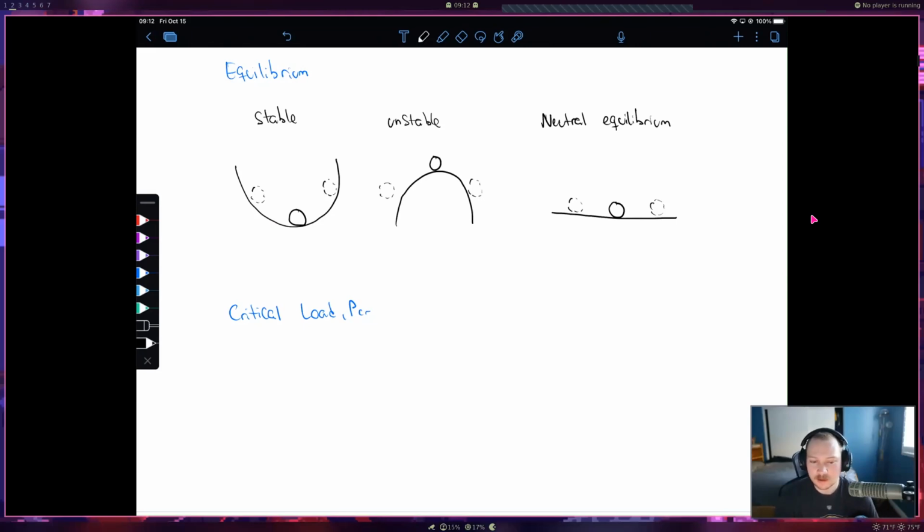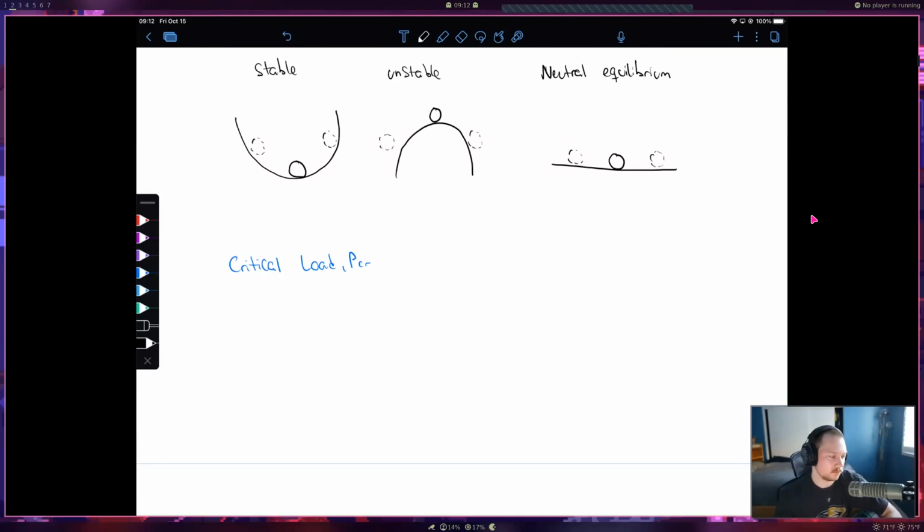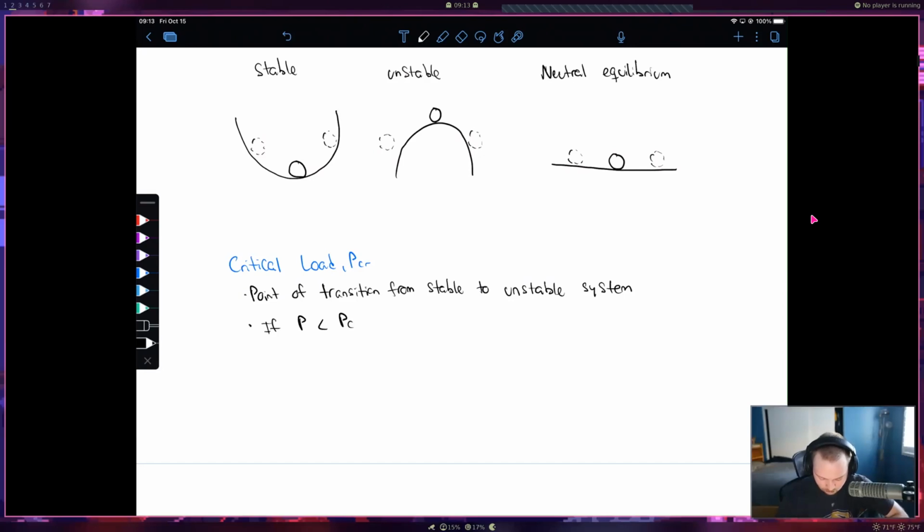Alright, so this critical load, to restate, is the transition point from a stable system to an unstable system. So we're in the middle there, in this stage of neutral equilibrium. If our load is less than the critical load, then we're going to be stable. If the load is greater than the critical load, then we're unstable, so the column has failed at that point.